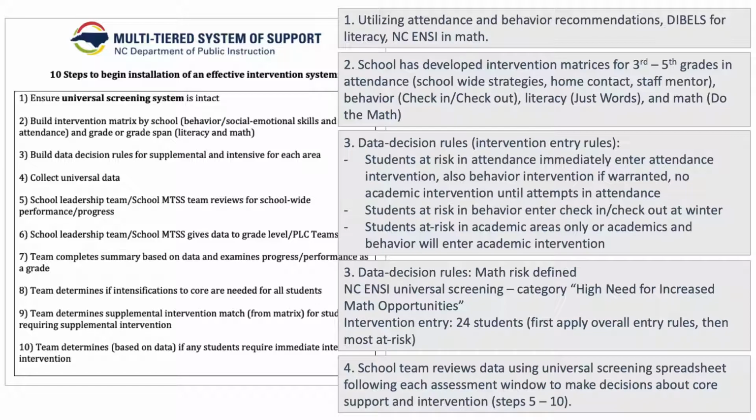And then you'll see they further define some intervention entry rules for math. So the math risk is defined by the universal screener, the NCs, in the category of high need for increased math opportunities. That's what's dictating risk here. In intervention entry, they will take 24 students who are at risk by first applying the data decision rules you see above and then determining the students who are most at risk. So those 3 steps have been already tackled by this school, and now we're going to take a closer look at them applying steps 5 through 10 of an effective intervention system, which is actually applying this work.